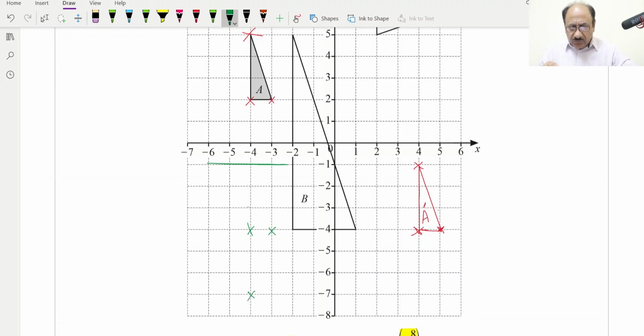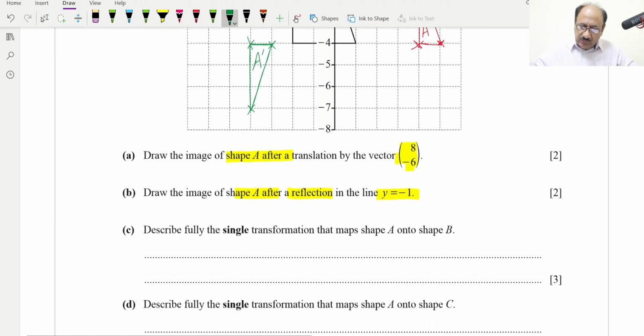And now we can draw this reflection, checking from the line of reflection, not the coordinate axis, because in this case the line of reflection is different from the coordinate axis. So we are taking references from the line of reflection and not from the coordinate axis. So this is the reflection of A. The next part we can go through.